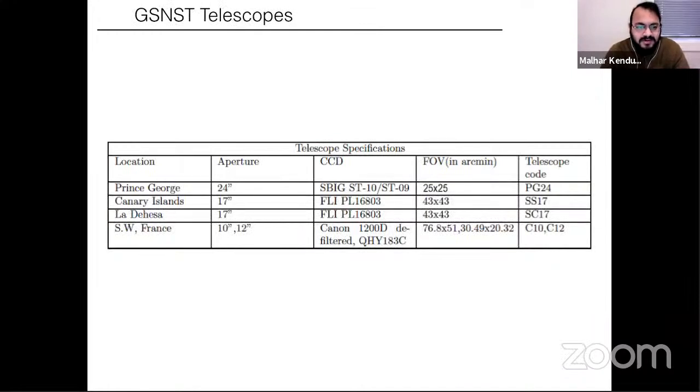Some information about our survey telescopes. The Prince George telescope is a 24-inch with an SBIG ST10 camera, and an ST9 camera is on our spectrograph. We are still building our spectrograph; it will be ready by next year. On the Canary Islands and in Chile, the SLU observatories have the same equipment, which is a 17-inch PlaneWave CDK telescope and an FLI ProLine 16803 camera. In southwest France, we have a 10-inch telescope and a 12-inch, which use a Canon 1200D and a QHY183.